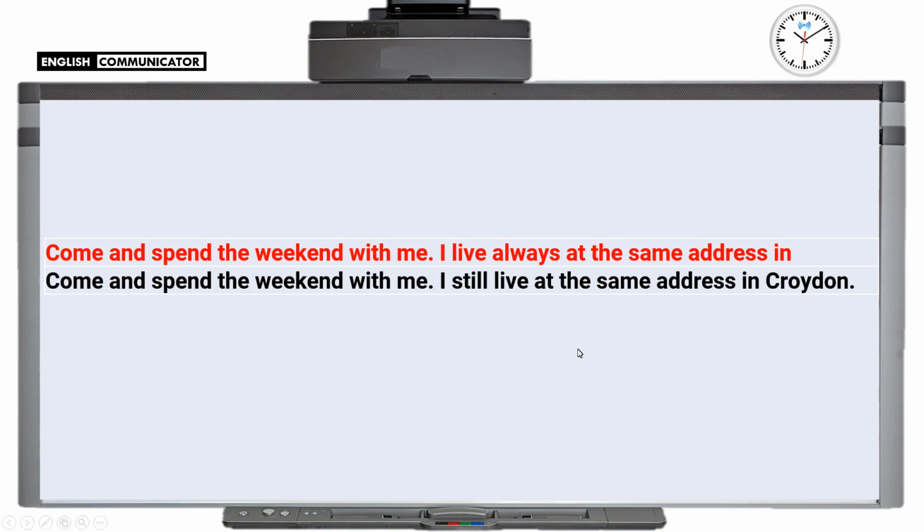So "I still live" — please don't use "I live always." You say, I still live at the same address. Okay, I still live at the same address in Croydon. So you can say I still live in Tokyo, I still live in Japan or in Delhi or New York, but you can't say "I always at the same address." You must say, and you should say, I still live at the same address. So that is the important thing here. Just concentrate on the right thing.